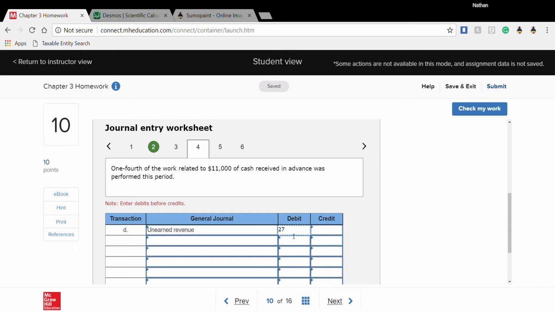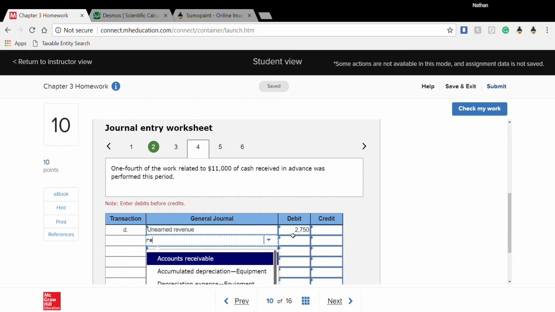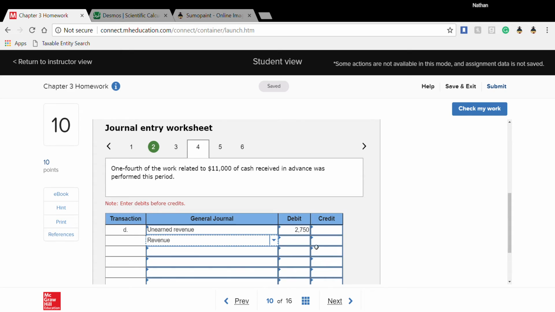And since we've earned it now, notice how I always say earned, because that's how you need to picture it in your brain: when it's earned, it's true revenue now. Connect only has revenue this time around. It doesn't have a specific account, so that works for us. And that's the journal entry for unearned revenue with revenue.